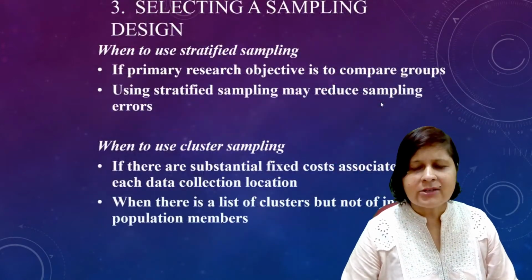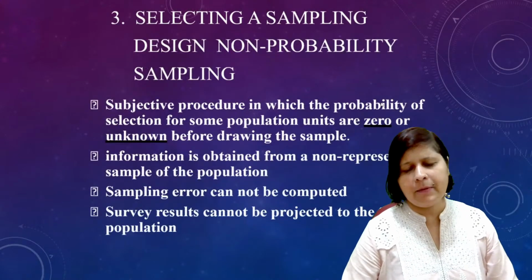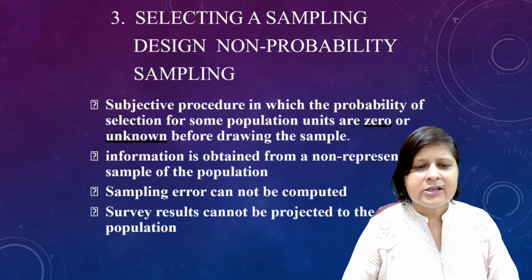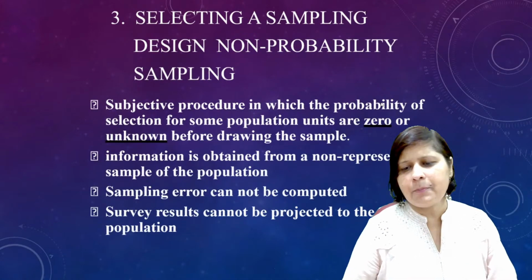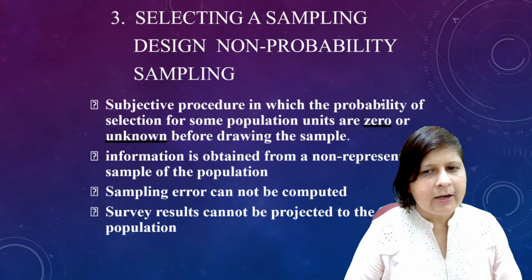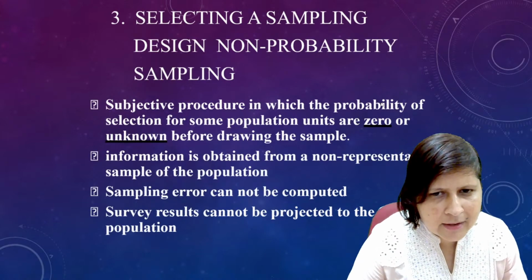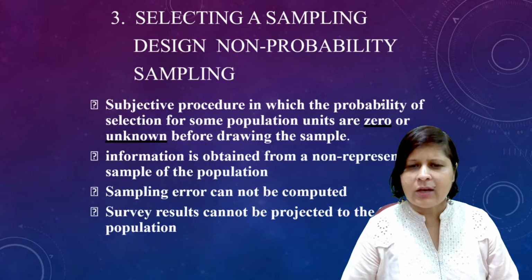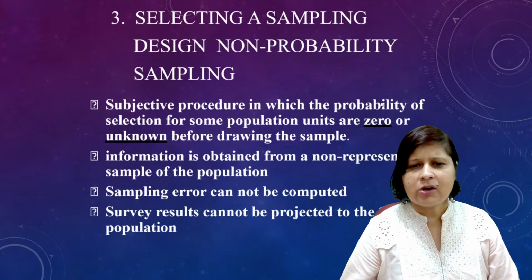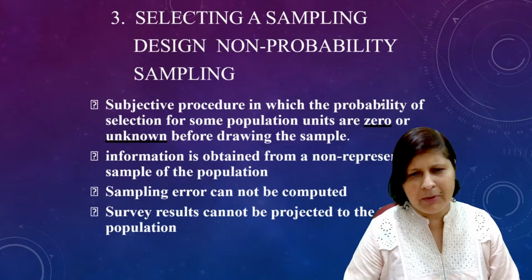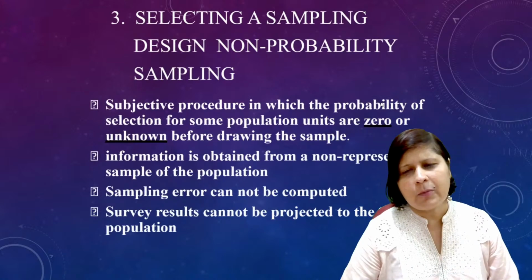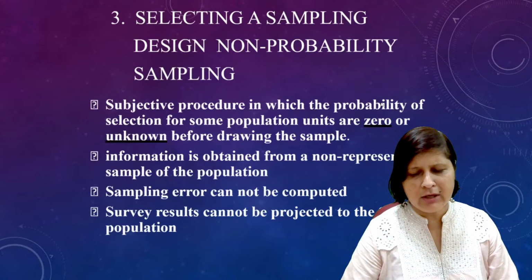Non-probability sampling. Now, the next type of sampling is non-probability sampling. What is non-probability sampling? Non-probability sampling is where the probability of selection for some population units is 0 or unknown before drawing the sample. That is, the probability of selection as a sample is not equal. You can be selected as a population, but there are not equal chances. Maybe the chances of A could be more than the chances of B. Information is obtained from the non-representative samples of the population.